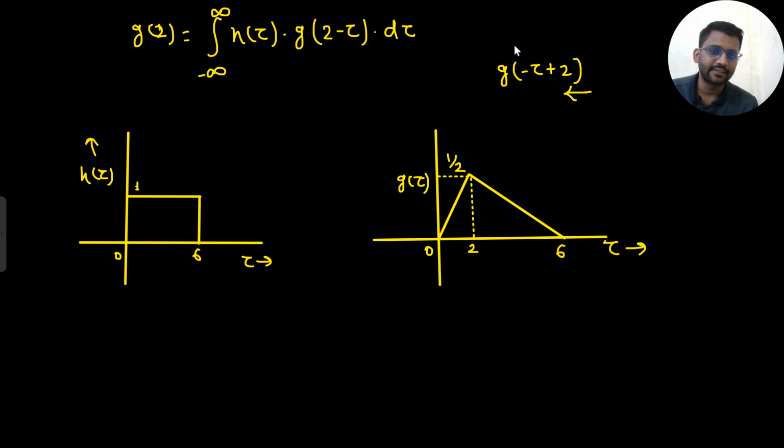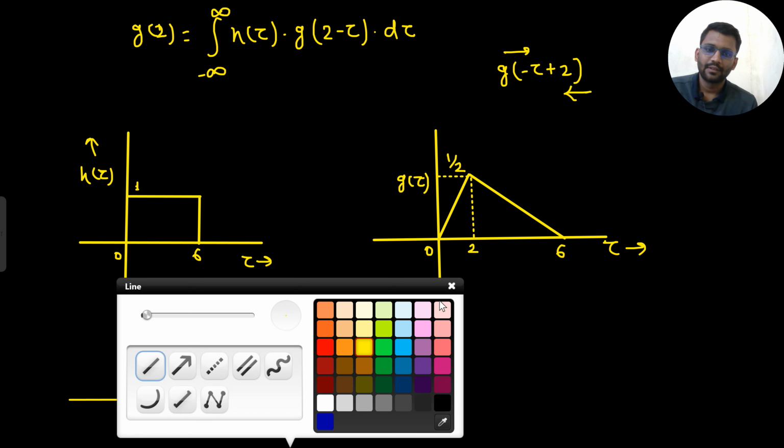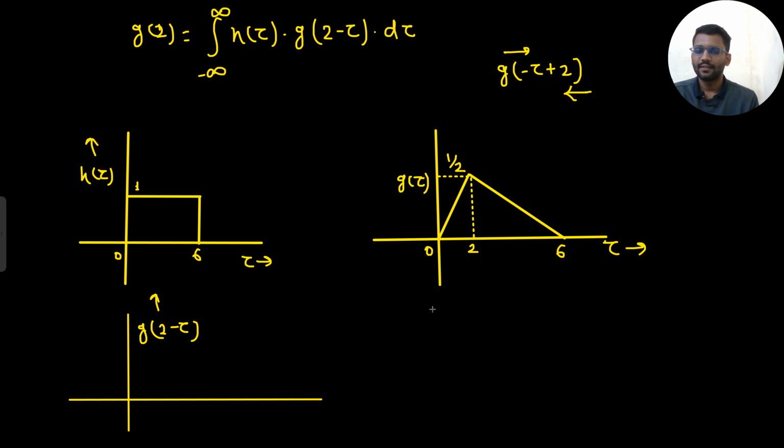Or what I can do, I can start from here as well. First I will mirror it, then I will right shift. So if I mirror this, this will come here and then I will right shift. So how will my g of 2 minus tau look? This is mirrored and this comes here. So it will look like this.